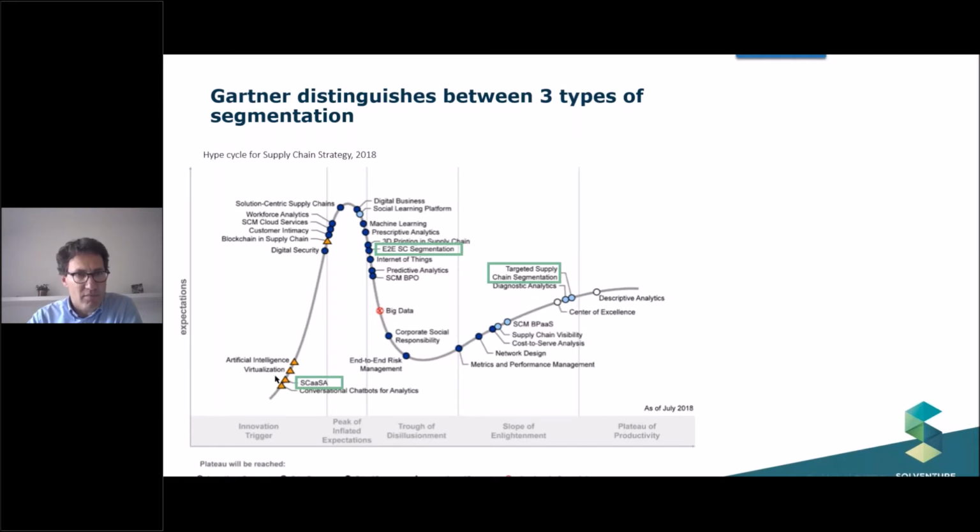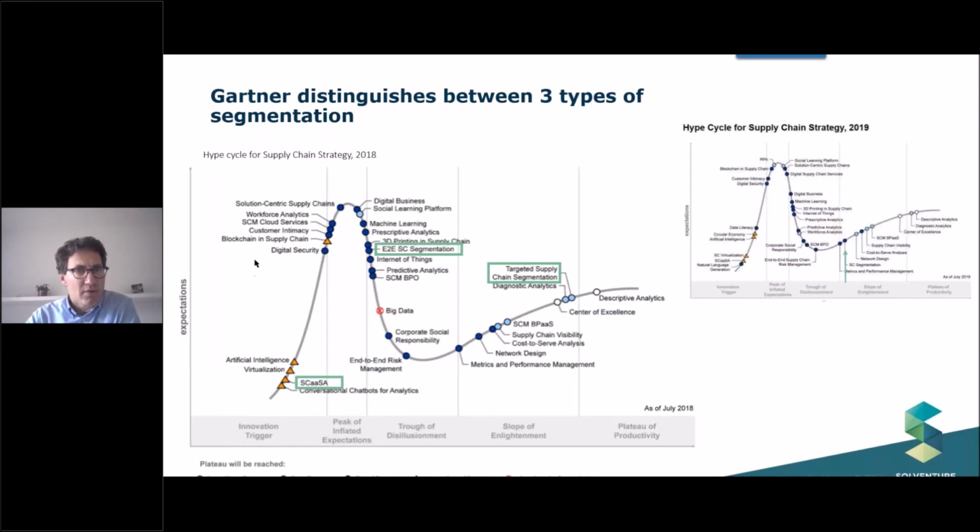And indeed, the service architecture, that's still only at the innovation trigger. This is the one of 2018. The last one is the one of last year. Just for your info, Gartner wanted to keep it a bit more simple, and they now grouped the segmentation interestingly, and they positioned it into the middle here.